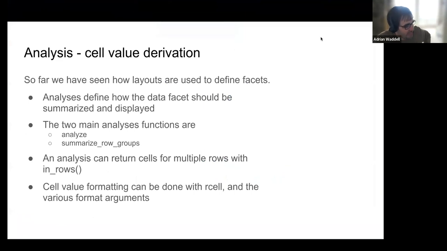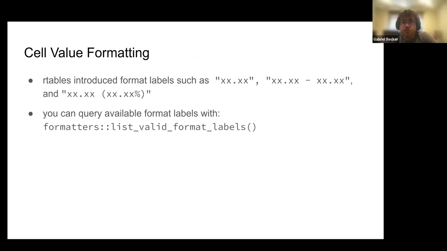I think we keep it with that, with analysis derivation. There's lots to be said about analysis. For the workshop, I think the most important things have been covered. There's a summarized row group. We show that a little bit later, and Gabe shows that. In rows, if you want to have multiple rows per analysis call, you can also run analysis sequentially to create more rows. That's pretty much it.